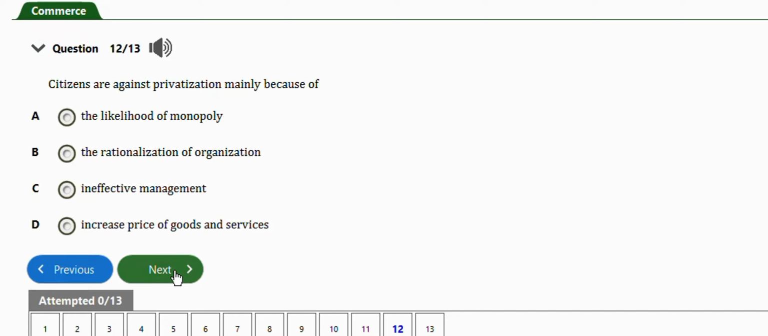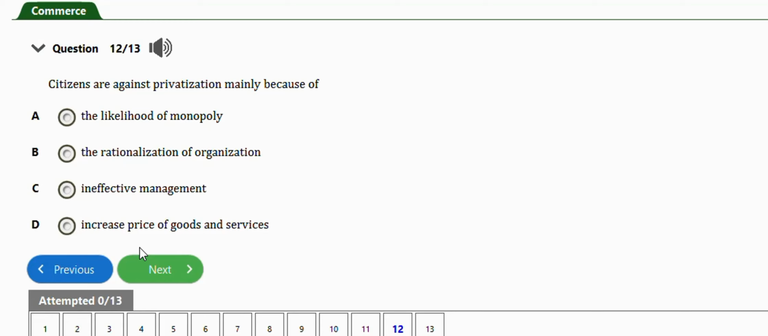Next question. It says citizens are against privatization mainly because of the likelihood of: monopoly, the rationalization of organization, effective management, increased price of goods and services. The right answer is option D, increased price of goods and services.